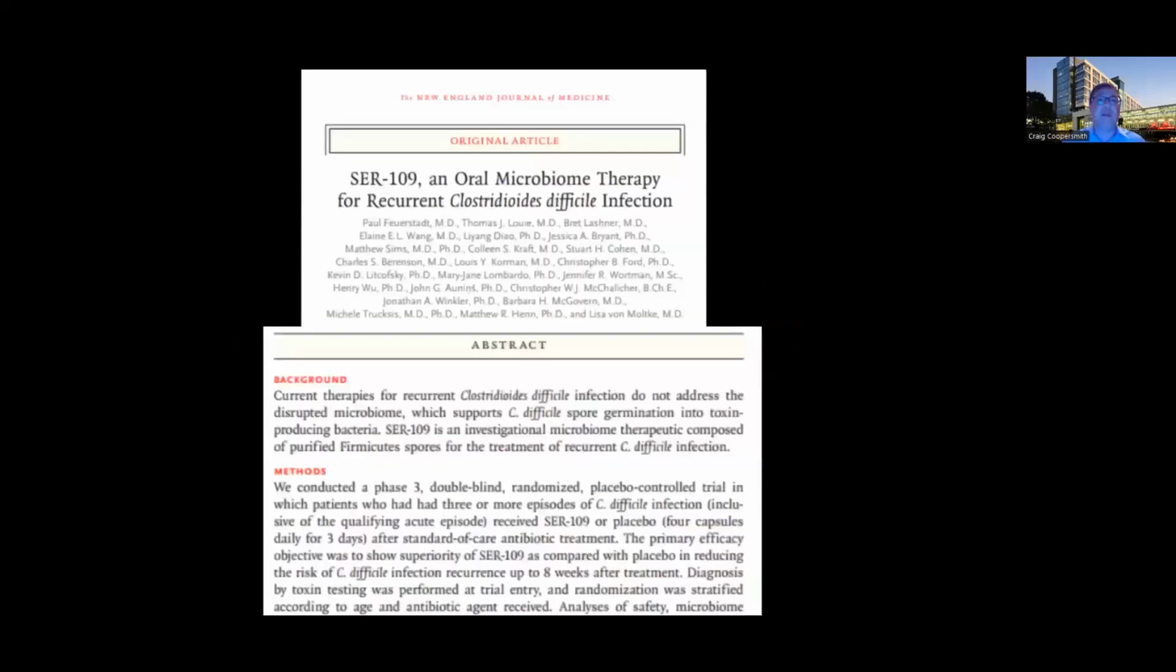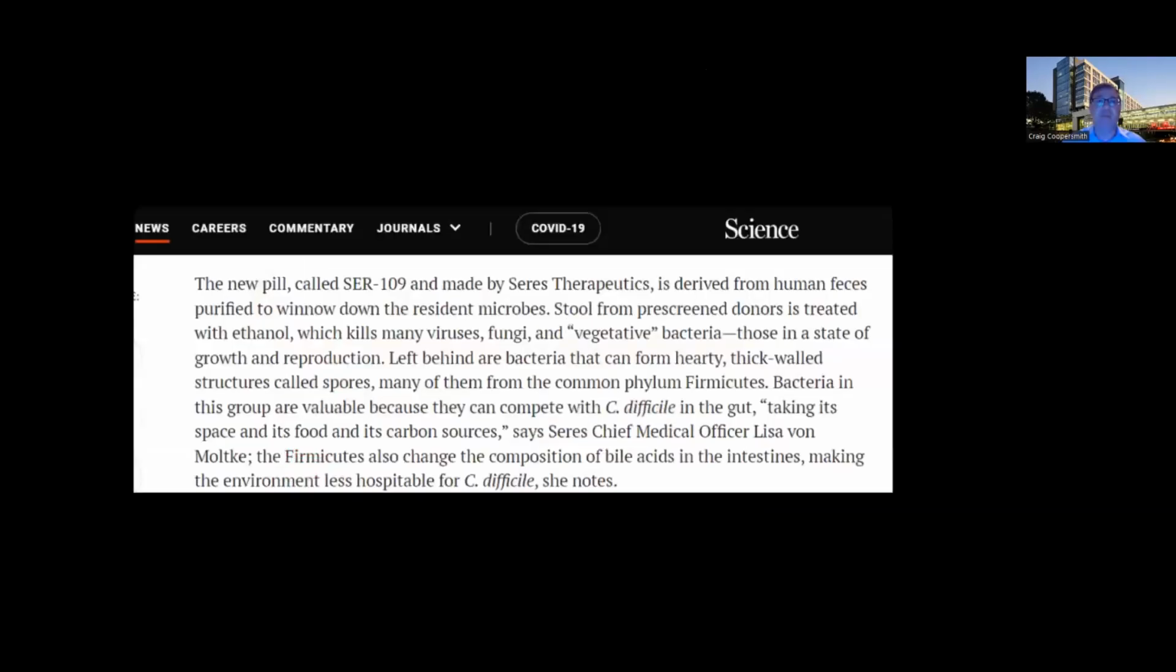So here's a new technology that may make the technology easier to use and actually more standardized. This came out this year, published in the New England Journal of Medicine, SER-109, an oral microbiome therapy for recurrent C. difficile infection. Once again, not in ICU patients, but important. This is a phase 3 double-blinded randomized placebo-controlled trial in which patients had 3 or more episodes of C. diff, and were randomized to either SER-109 or placebo.